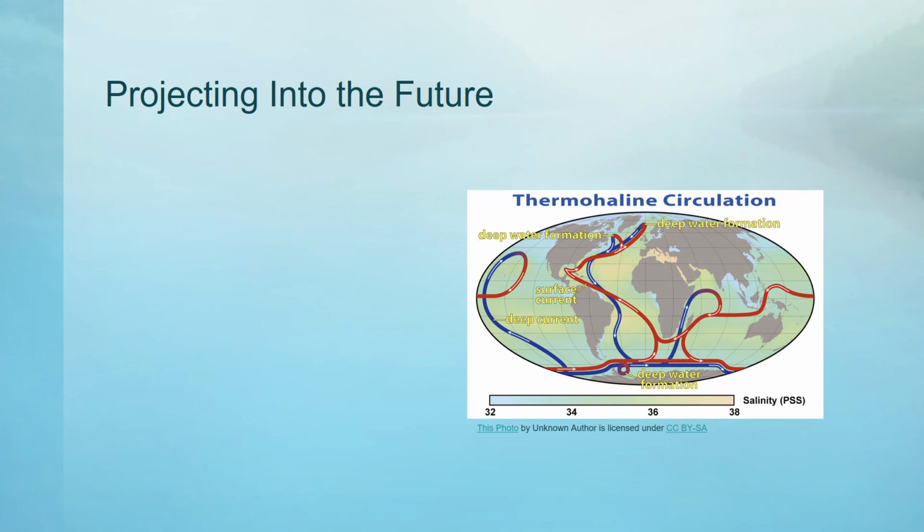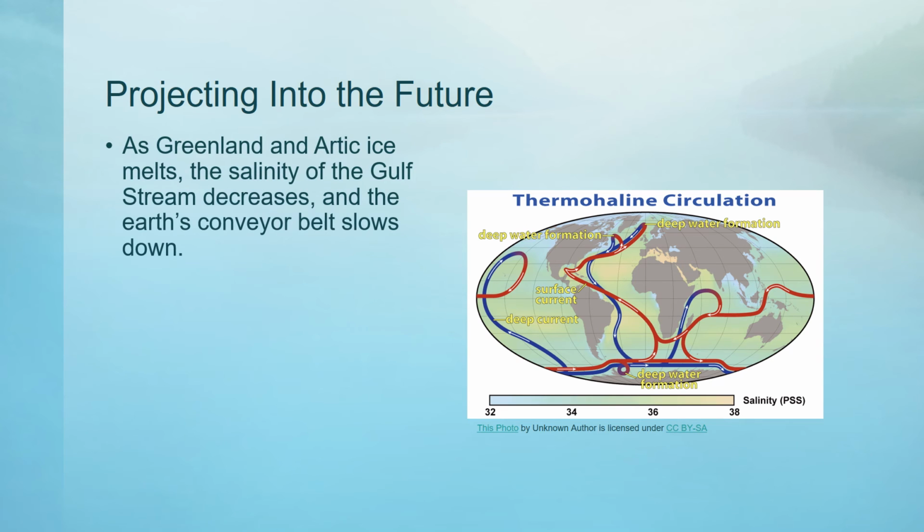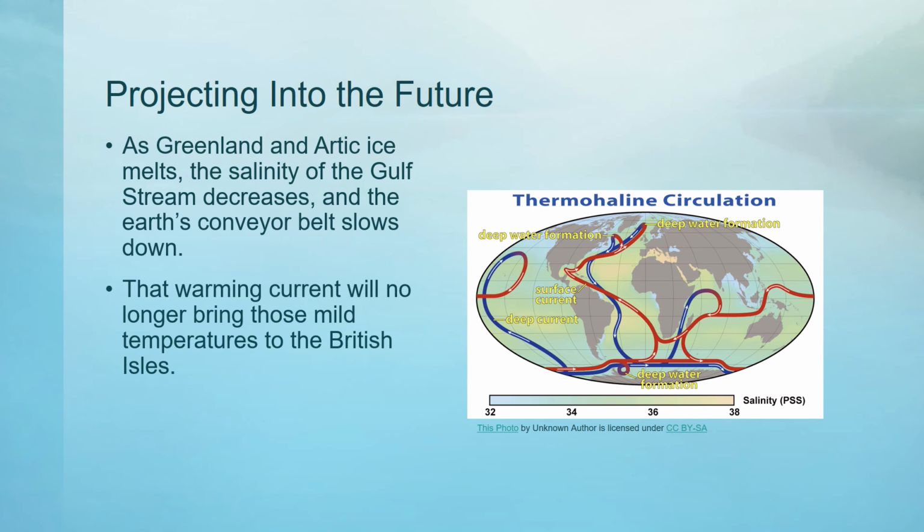Projecting into the future. As Greenland and Arctic ice melts, the salinity, that's the salt level of the Gulf Stream, decreases, not just the Gulf Stream, but all the Earth's ocean currents, and the Earth's conveyor belt slows down. It's dependent on a certain level of salt water, but the fresh water comes off the ice, it dilutes it, right? And this is the basis, again, of what happened in the movie The Day After Tomorrow, when you kicked in a whole new ice age.